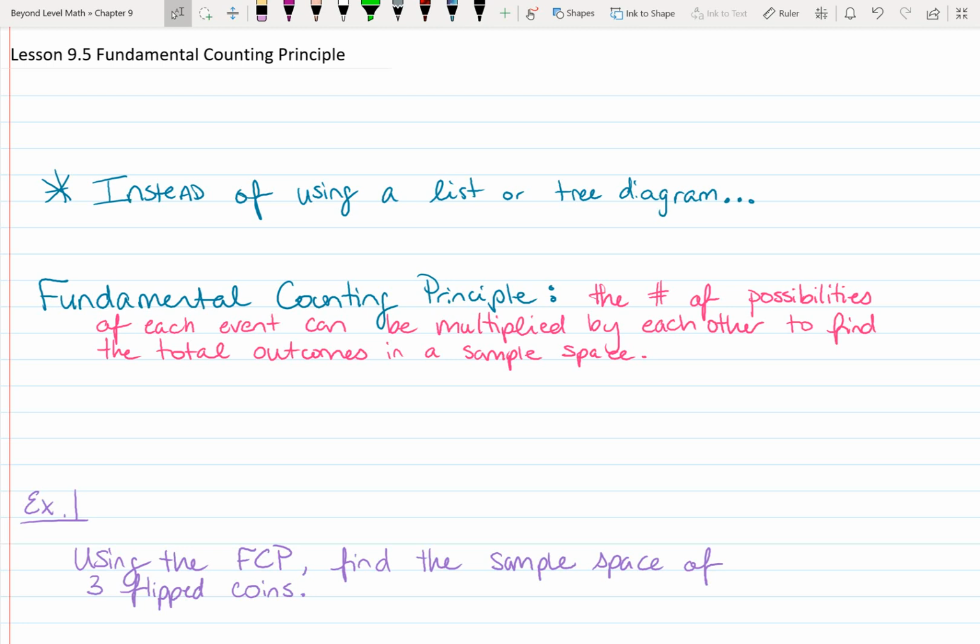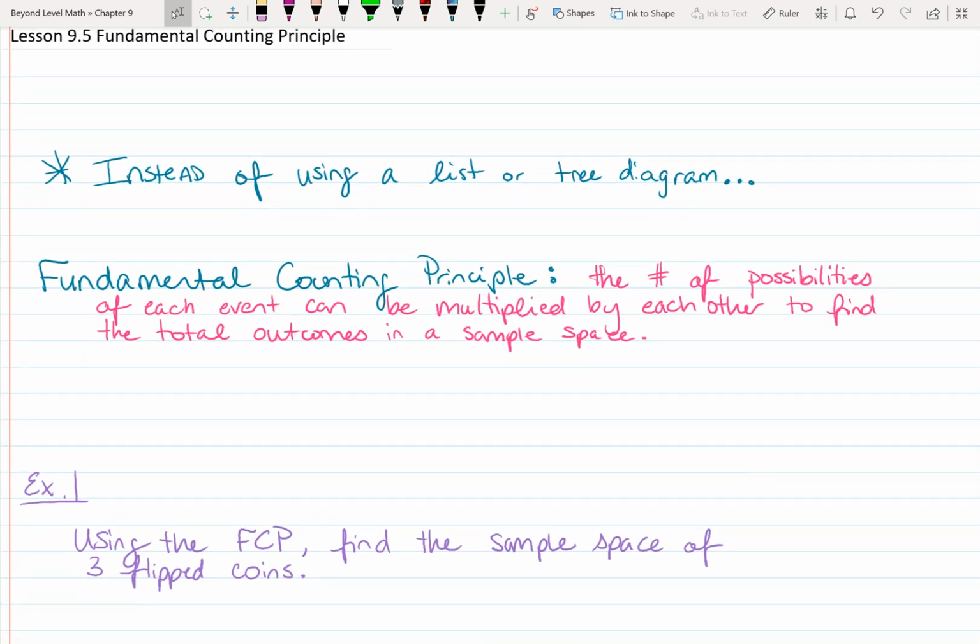So in 9.3, it said find the sample space. So instead of saying 12 options only, you would actually have to write out each of the 12 options. The fundamental counting principle does not give you each of the 12 options. It just says there are 12 options. So keep that in mind. But key vocab: the number of possibilities of each event can be multiplied by each other to find the total outcomes in a sample space.